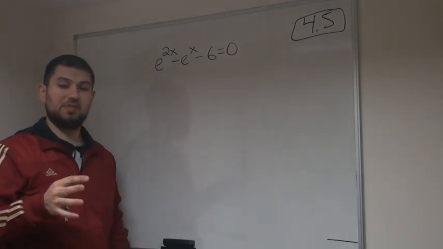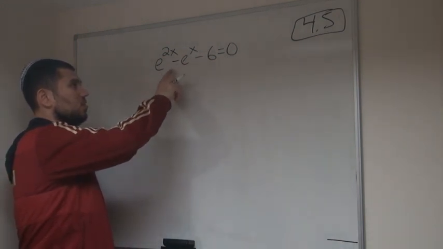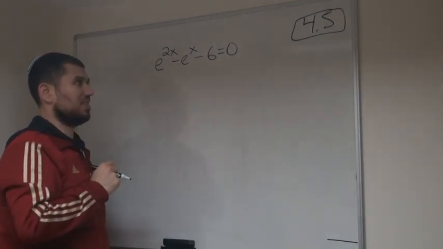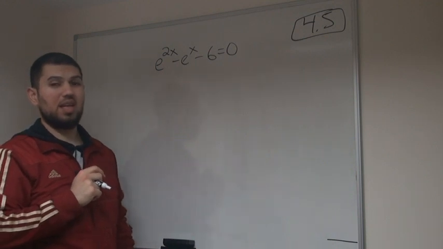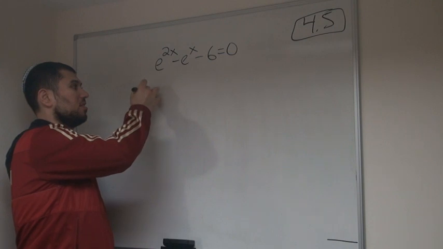So we're going to have to do something funky. You're going to have to realize e to the 2x minus e to the x minus 6 is a trinomial. And we could actually factor this. How do we factor?